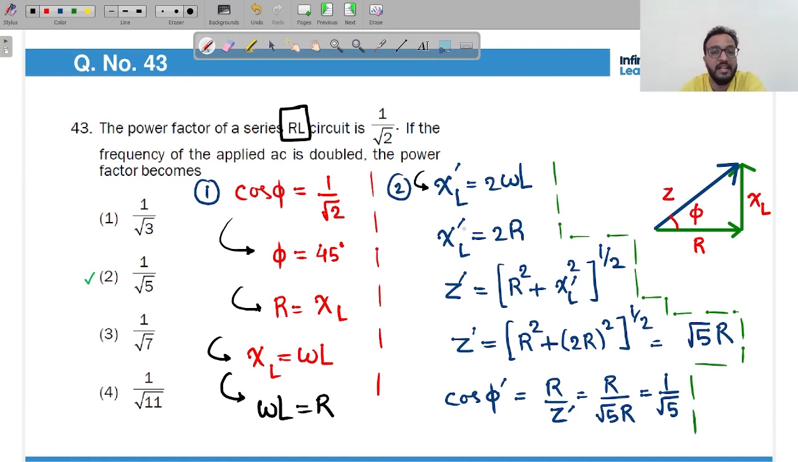Right. So XL dash will be 2 omega L. That means 2R. So Z dash will be what? R square plus XL dash whole square under root. So it will be R square plus 2R whole square under root, that is root 5 R. Now what is the new power factor? It will be R upon Z dash, right? So it will become R upon Z dash, that is R upon root 5 R. It is 1 by root 5.